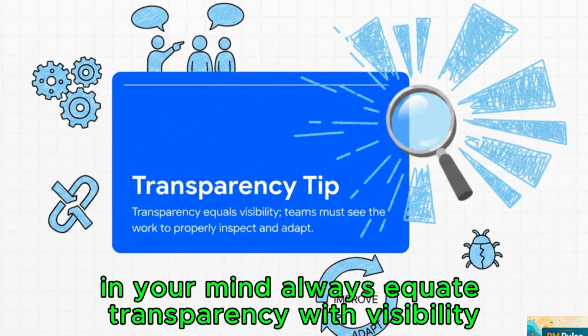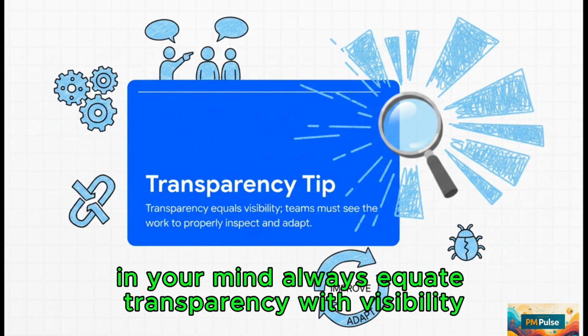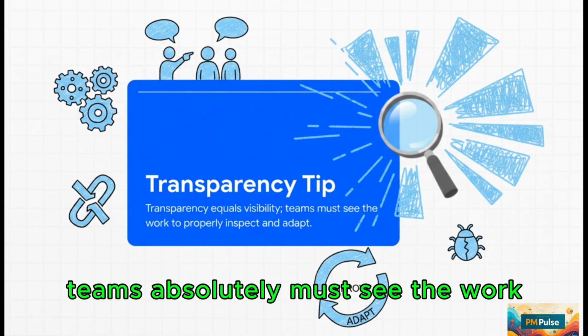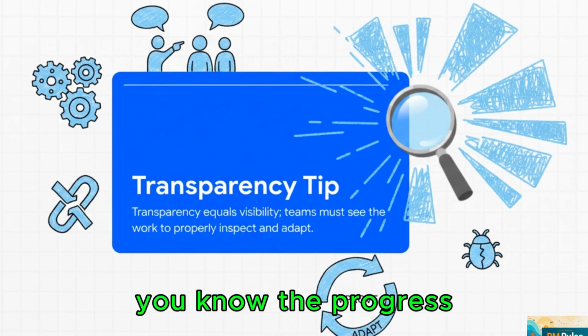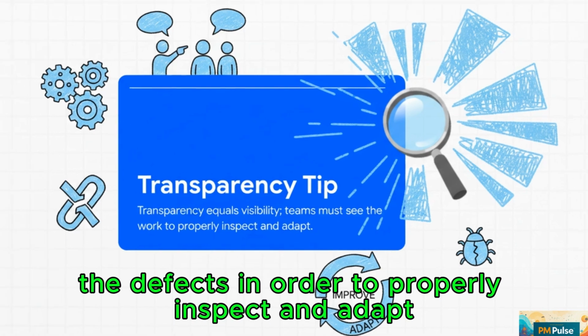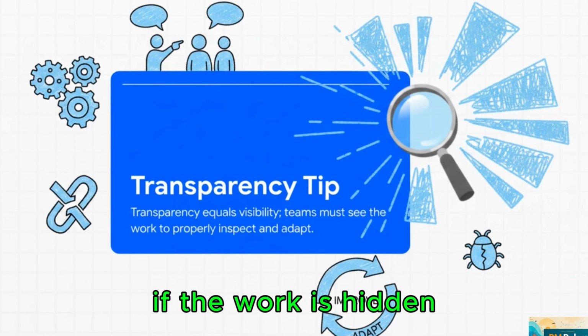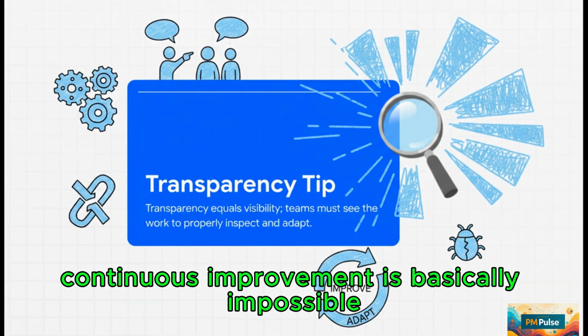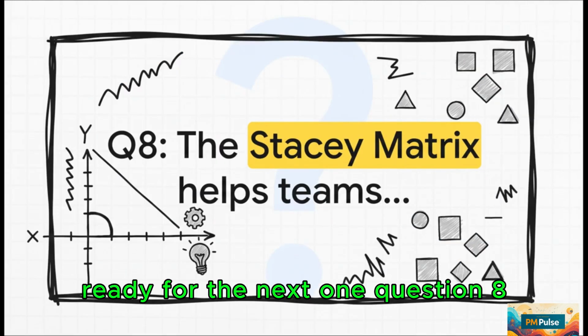In your mind, always equate transparency with visibility. Teams absolutely must see the work, the progress, the blockers, the defects, in order to properly inspect and adapt. If the work is hidden, continuous improvement is basically impossible. Ready for the next one?